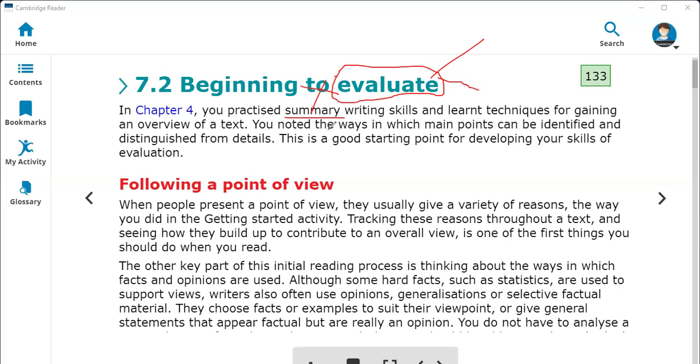So you noted the way in which main points can be identified and distinguished from the detail. That is good. This can be a good idea, that you may look at the points and see that, okay, they may help us in making my own arguments. When people present a point of view, they usually give a variety of reasons. So you have to provide a variety of reasons to your reader. The way you did in the getting started activity, tracking these reasons throughout a text and seeing how they build up to contribute to an overall view is one of the first things you should do when you read.